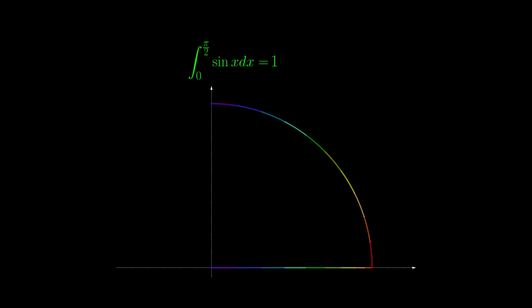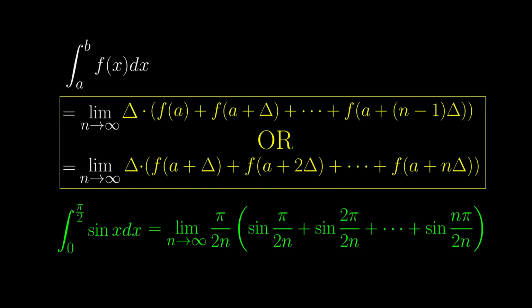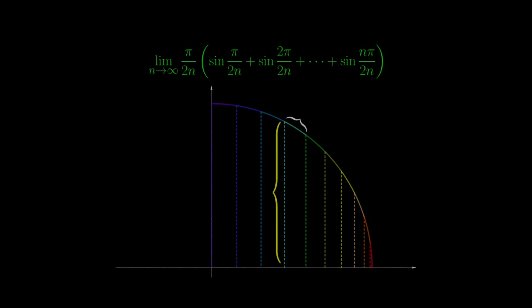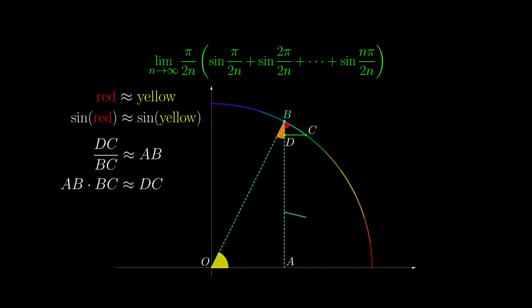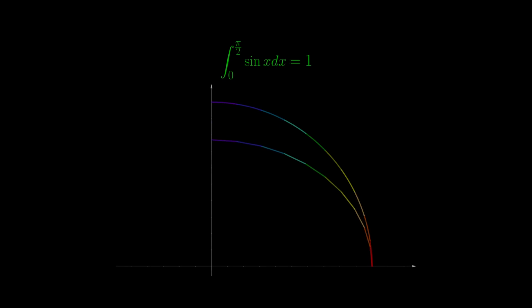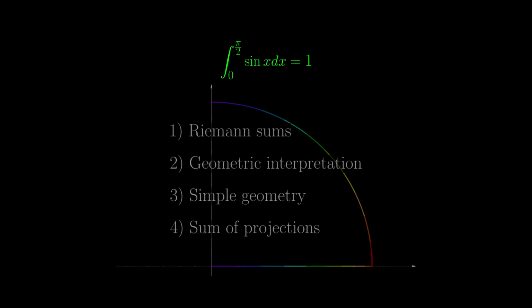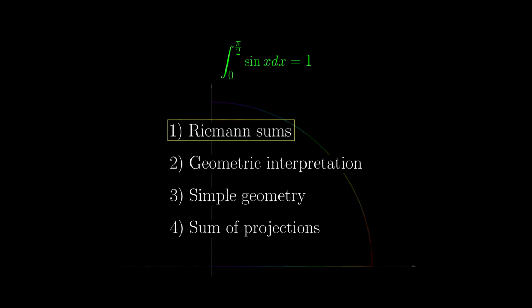Let's just review what we have done to achieve this. Firstly, we rewrite the integral in terms of Riemann sums. Next, we interpret the limit as the sum of these abstract products. Then we find out that these abstract products approximately equal the projections of the arcs. Finally, we sum up these projections. Among these 4 steps, only the first step is not that elementary, and the others do not require advanced concepts.